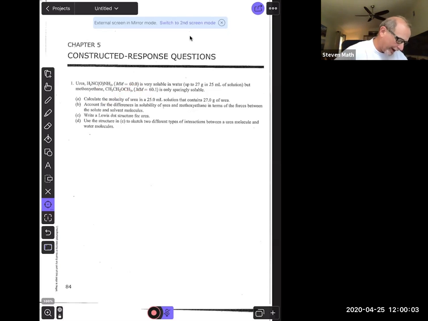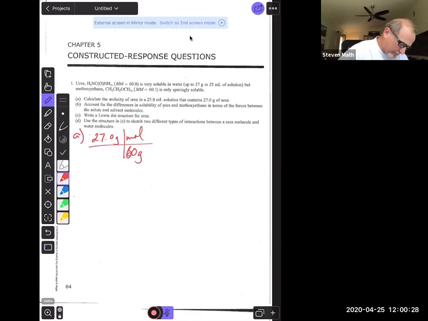So let's look at number 1A first. Calculate the molarity of 25 mL that contains 27 grams. This should be really a slam dunk. 27 grams, they gave us in the problem 60 grams per mole. And boom, that gives us 0.45 moles. You're putting that in 0.025 liters, and we've got an 18 molar solution going on there. So 1A, boom, done did it.